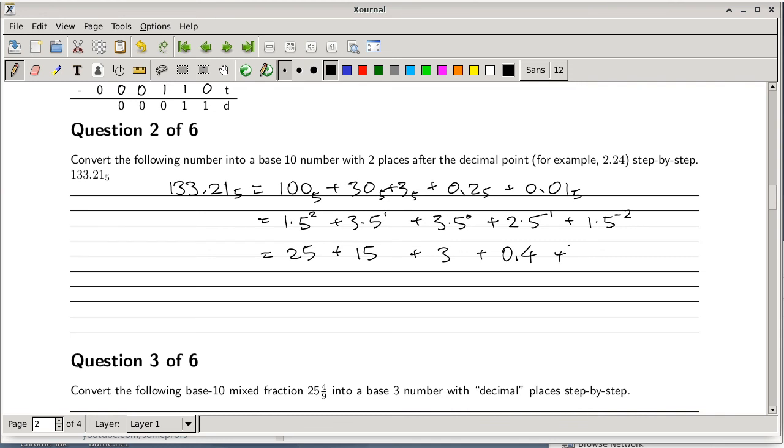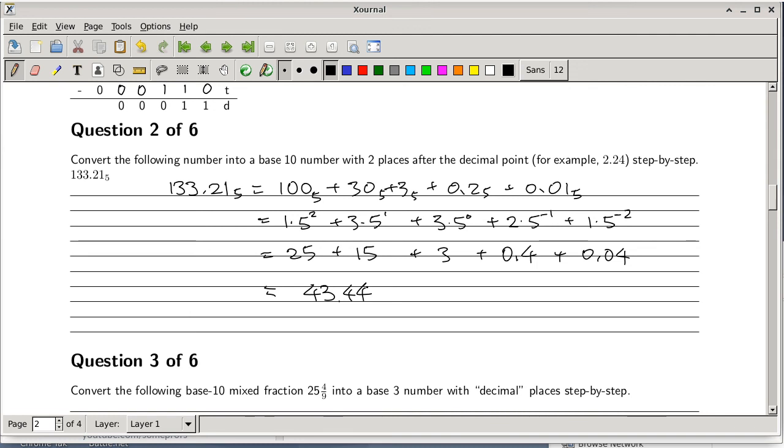What about the next one? What is 5 to the power of negative 2? What does that look like as a decimal number? 0.04, right? And we have one of those. So this is just 0.04. Once you add up all of these, we have 43 altogether, and then we have 0.44 after the decimal point. Is that okay?